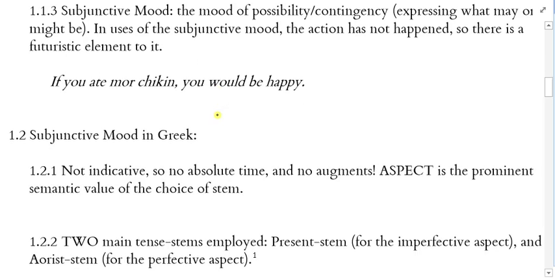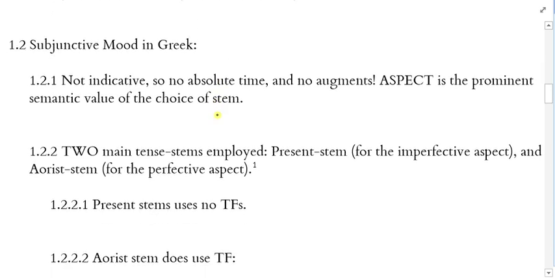Now, in Greek, we have subjunctive mood as well. And so I want to just walk through some features of the subjunctive mood in Greek. So take a look here. First of all, we are not in the indicative mood. We're in the subjunctive mood. And since we're in the subjunctive mood, non-indicative, there is no absolute time for subjunctive forms in Greek. And if there's no absolute time, there are no augments. The choice then of a particular tense stem when we're in the subjunctive mood is going to be a choice based on aspect. That's going to be the prominent semantic value of the choice of your stem, not tense.